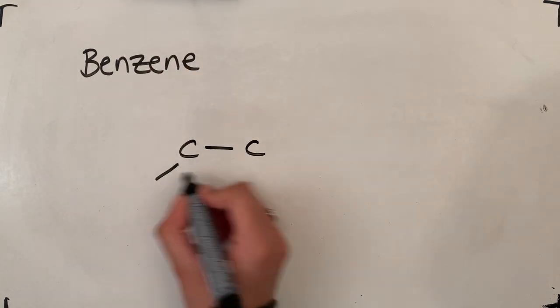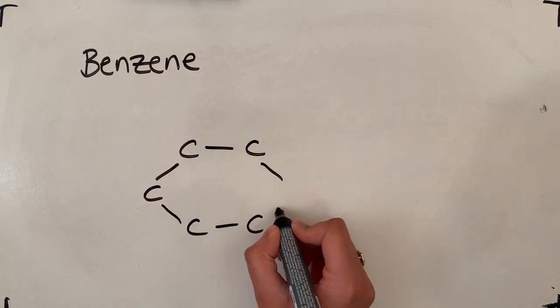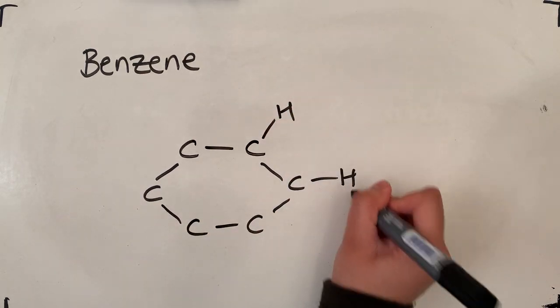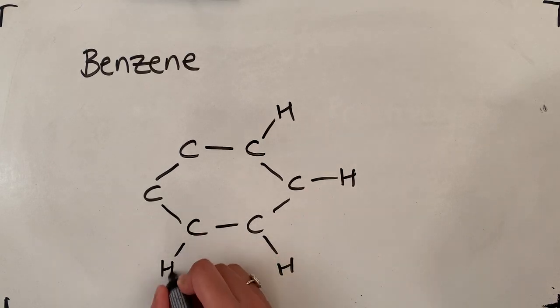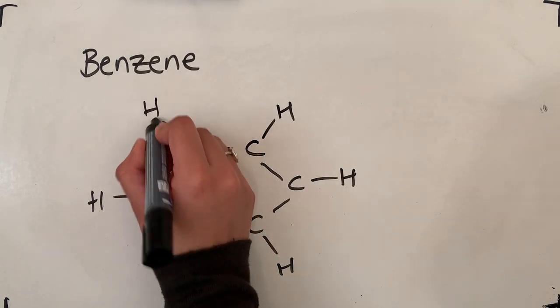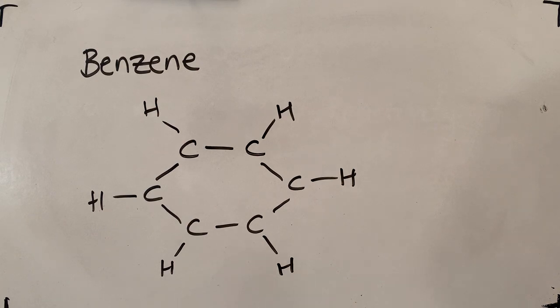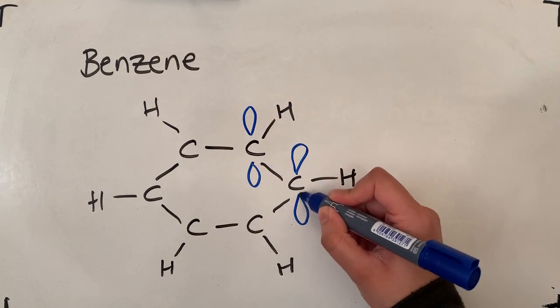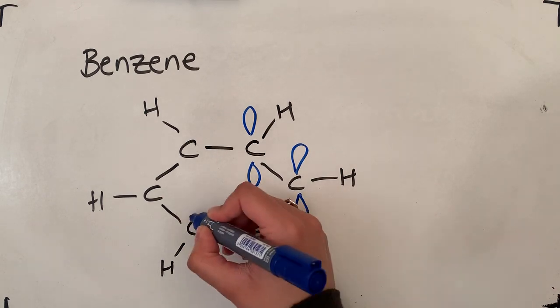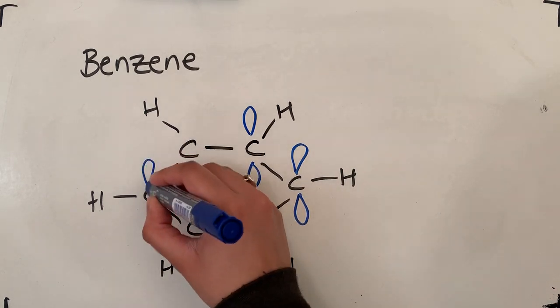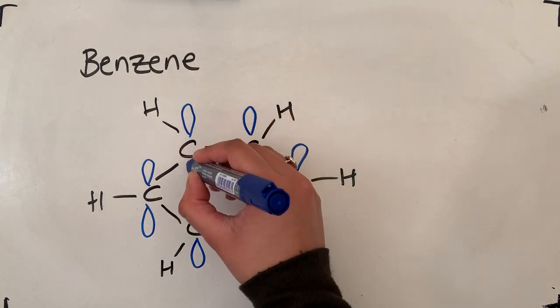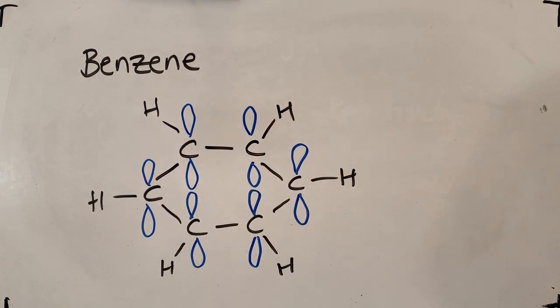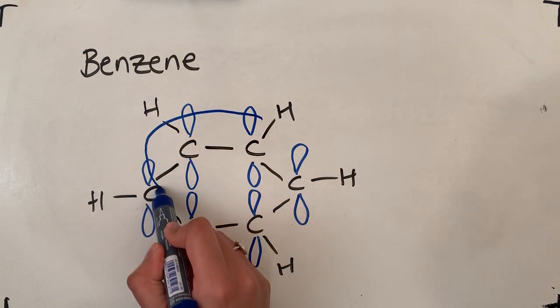So if we just remind ourselves, when we're looking at the structure of benzene, we have all of our carbons in a six-membered ring, and the carbons and the hydrogens are all in the same plane. We also have p orbitals that are 90 degrees to the plane of the atoms, and each p orbital has one electron. And then the adjacent p orbitals will overlap to form a pi system.